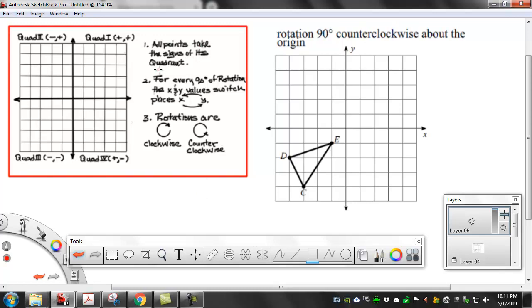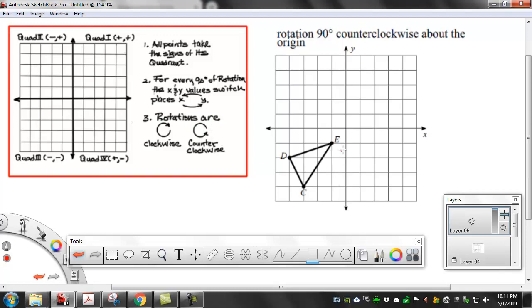So remember that all points take the signs of its quadrant. We talked about that a little bit. So make sure you use this diagram over here to get the signs correct on your ordered pair. You can see that all our points are in quadrant number 3. And we also need to remember that for every 90 degrees, the X and Y switches. And also remember the way that we rotate.